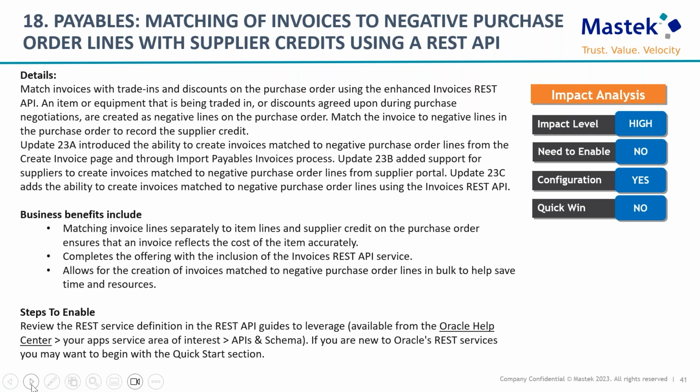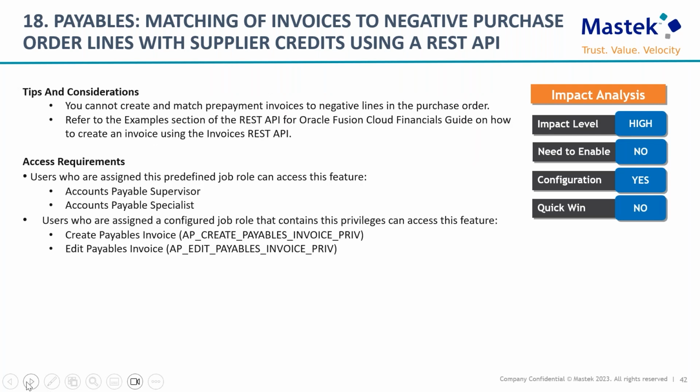This feature was actually introduced in 23A and further updated in 23B upgrade by adding support for suppliers to create invoices. And now in 23C, it adds the ability to create matched invoices to negative purchase order lines via REST API. So this actually completes this offering or feature with the inclusion of a REST API, and we cannot match prepayment invoices to negative lines. Users with access to accounts payables supervisor account or accounts payable specialist role can access this feature.